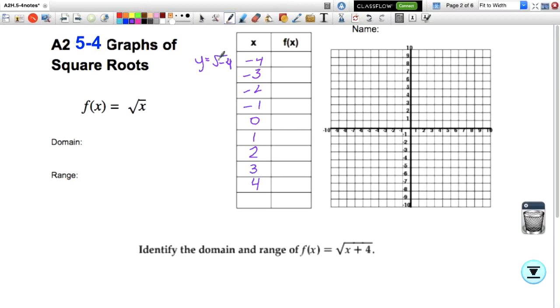You cannot have the square root of a negative. It's going to be imaginary. We are not graphing on the imaginary plane. These are only real numbers. If our solution is going to be imaginary, it's just not going to happen, okay?